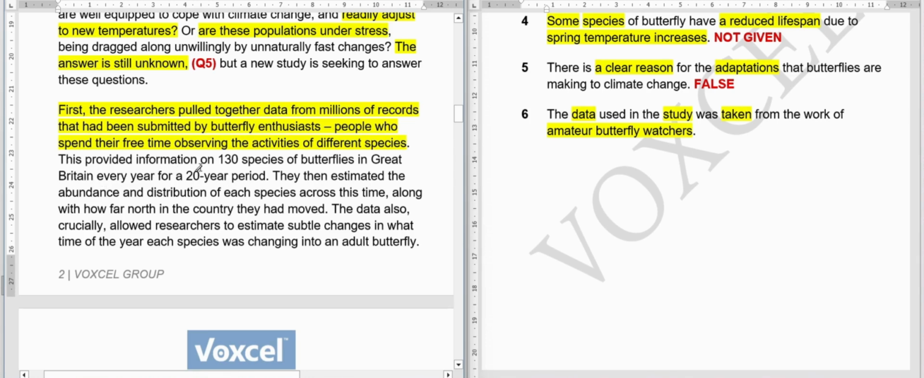This provided information on 130 species of butterfly in Great Britain every year for 20. Okay, this is our location. Let me write here, and you will have around 10 seconds to tell me the answer, and your 10 seconds start now.